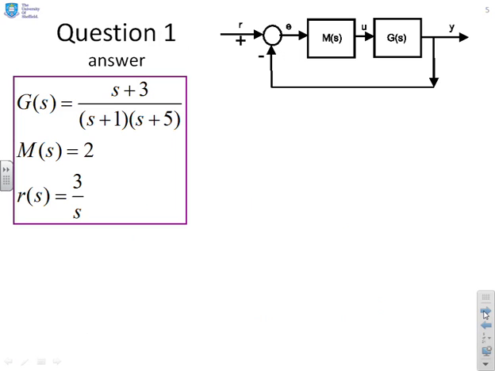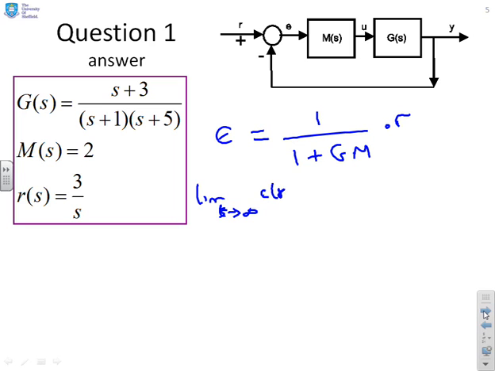So the first one, G equals S plus 3 over S plus 1 S plus 5, M of S equals 2, R of S equals 3 over S. And you remember we defined that E equals 1 over 1 plus GM into R, and the limit as t goes to infinity of E of t is therefore the limit as s goes to 0 of S into, or S over 1 plus GM into R of S.